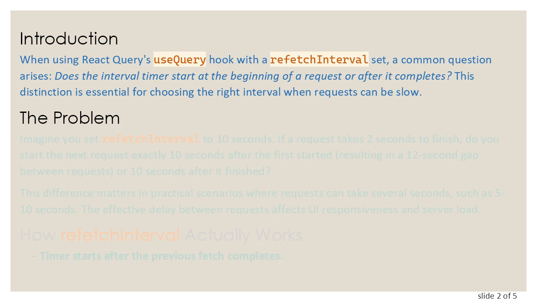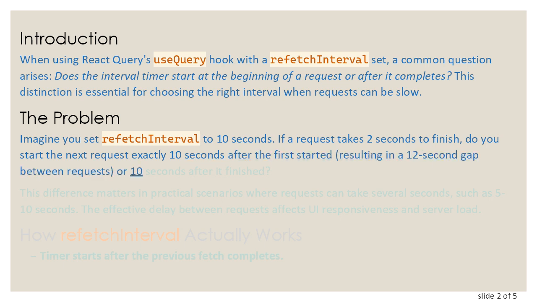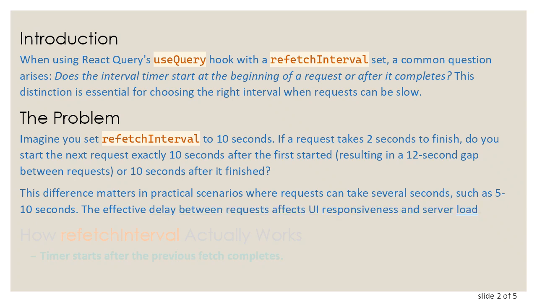The problem. Imagine you set refetch interval to 10 seconds. If a request takes 2 seconds to finish, do you start the next request exactly 10 seconds after the first started, resulting in a 12-second gap between requests, or 10 seconds after it finished? This difference matters in practical scenarios where requests can take several seconds, such as 5 to 10 seconds. The effective delay between requests affects UI responsiveness and server load.